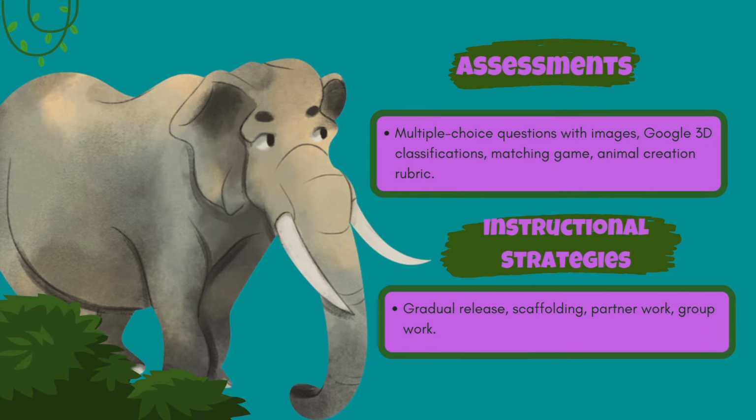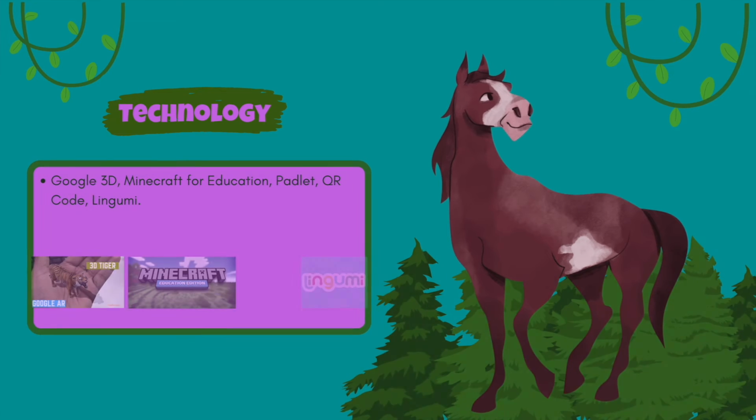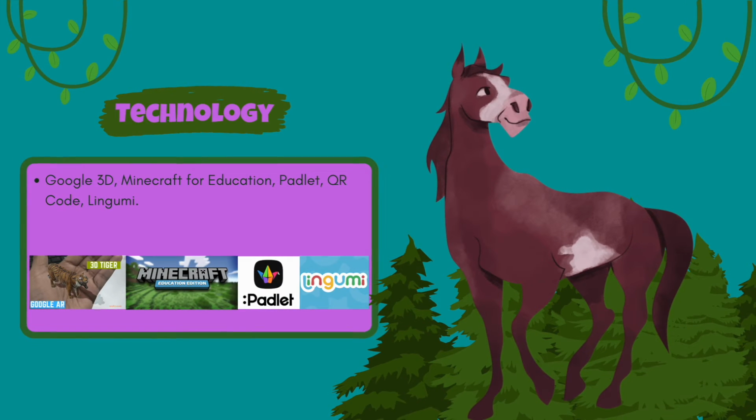And the assessments. The assessments are multiple choice questions with images, Google 3D classifications, a matching game, and creating an animal based on a rubric. The instructional strategies are gradual release, using scaffolding, partner work, and group work. And the technology used in these lessons, we have Google 3D or Google Augmented Reality, Minecraft for Education, Padlet, QR codes, and Linguini.